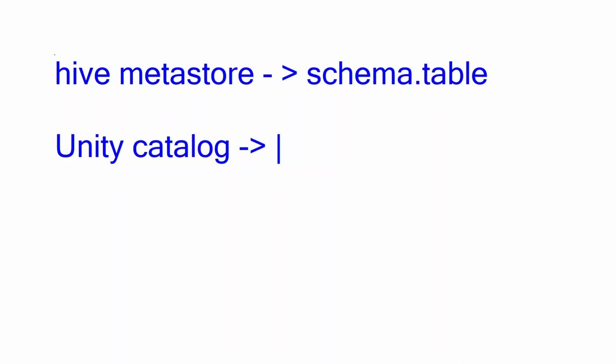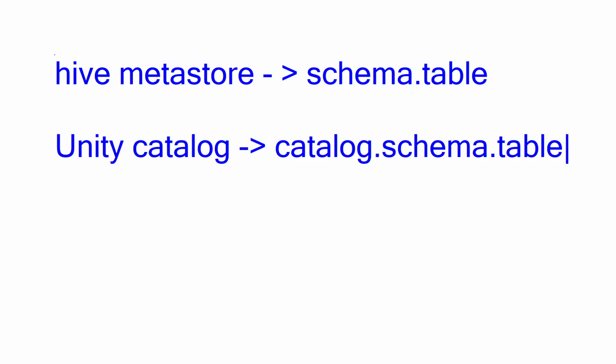So here, there will be different catalogs that help in grouping the schemas together. So you'll be having catalog.schema.table. This will be the structure going forward for the catalog. And wherever you see Hive Metastore in the Community Edition of Databricks, that will be a legacy thing.